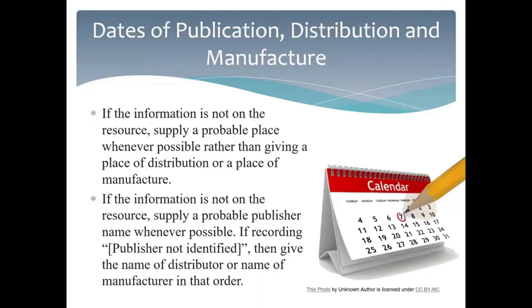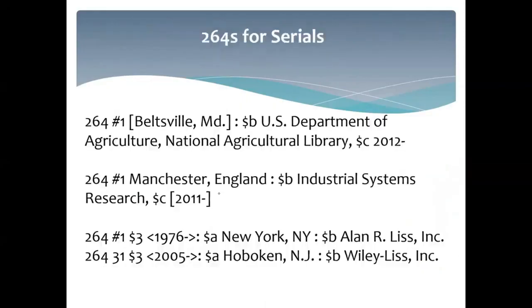If you're recording publisher not identified, then give the name of the distributor or name of manufacturer in that order, if you can. So you're really just trying to get as much publication information in as you can. And so you may see stuff like this. You can use brackets to supply information, or if you feel certain about it, if you have a good sense of where it is, then you can just go ahead and you don't need to put in brackets.